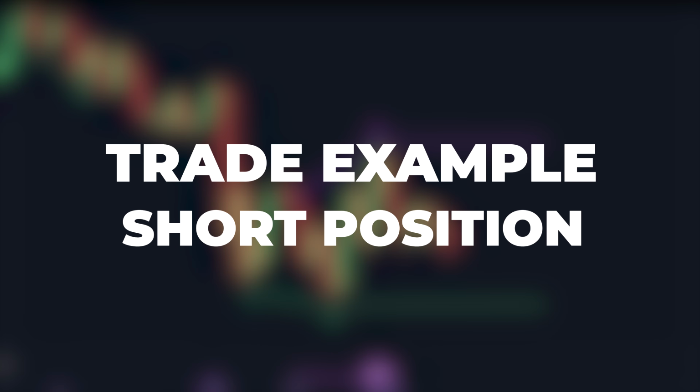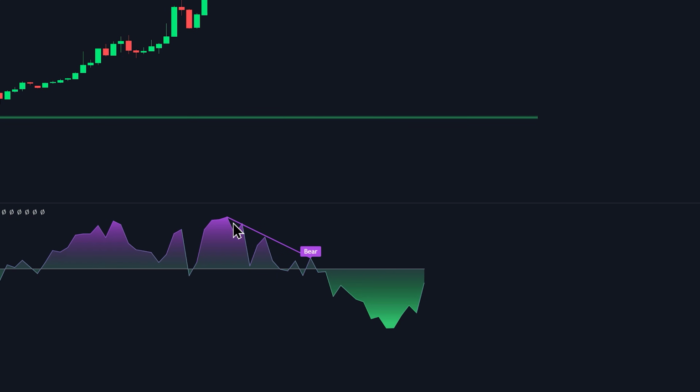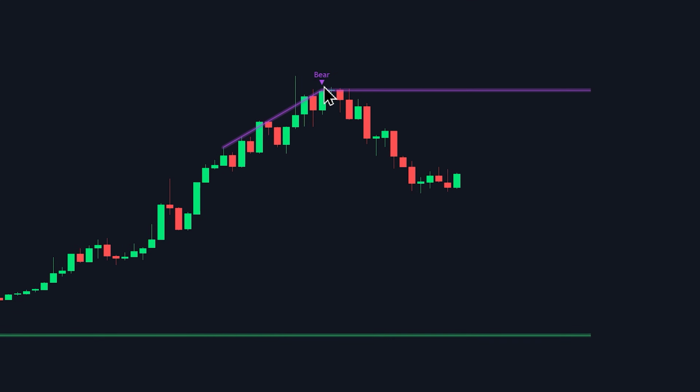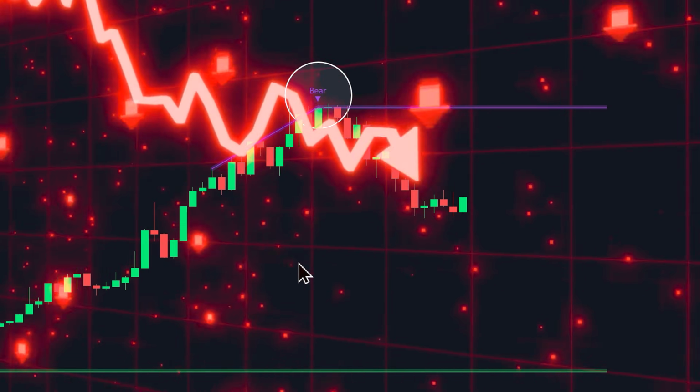Now for shorts, it's the same idea in reverse. You use bearish divergence zones as supply zones. Here's the short setup. First, a bearish divergence prints. In the RSI pane, you see bear at the pivot. On the price chart, you see the bear down arrow tag at the price pivot that created the signal. That creates a bearish zone.